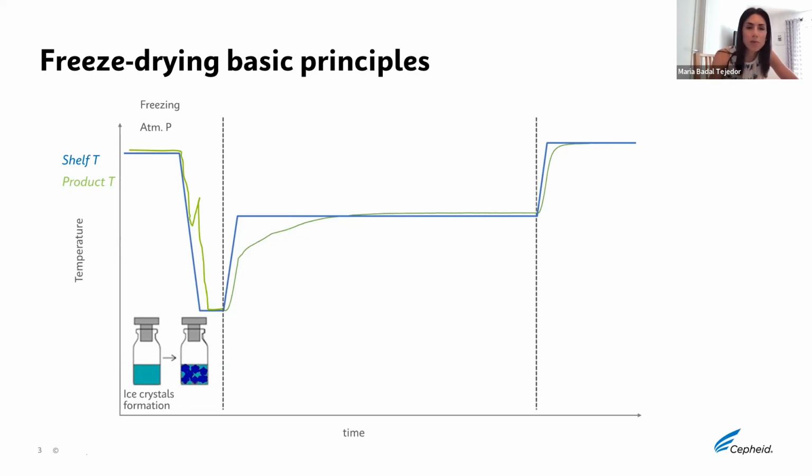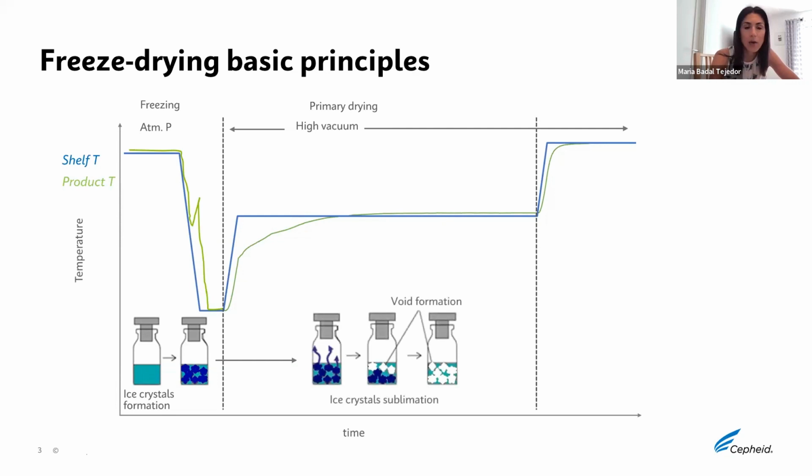After freezing, we move into primary drying, which is the second stage in freeze drying. For that, we reduce the pressure, so we apply a high vacuum, and then we need to provide energy into the system for sublimation to happen. So we increase the shelf temperature. The ice crystals that formed during freezing transform from a solid phase to a vapor phase during primary drying, and they leave behind all the voids in the cake. So we get a very porous and fragile structure.